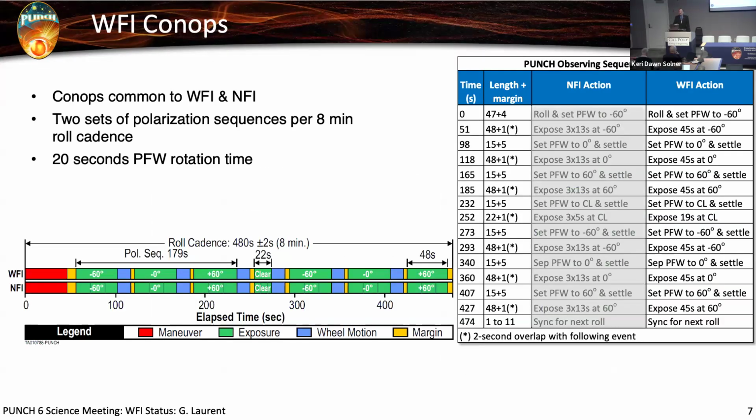So the WFI instrument is synchronized to NFI as far as CONOPS. We have 2 sets of observations every 8 minutes going into each of the 3 polarizers, and then after which we roll 30 degrees.